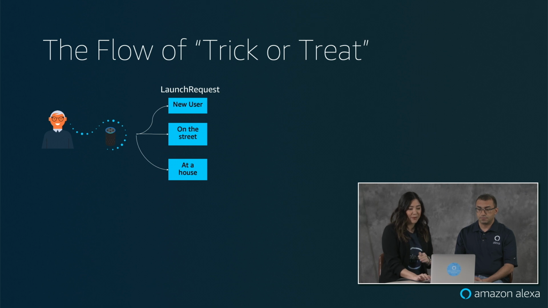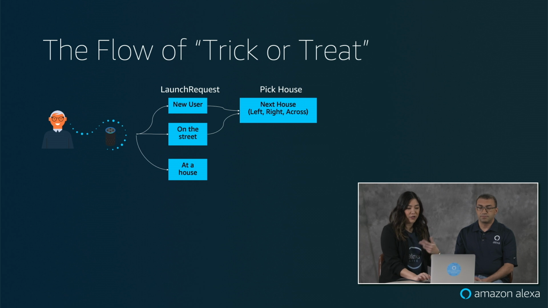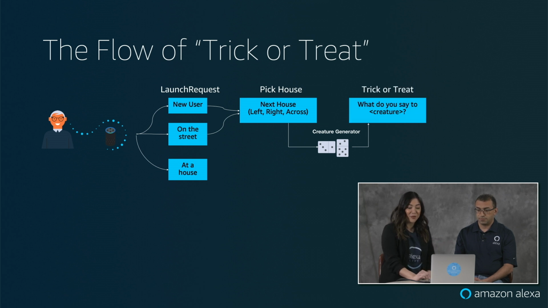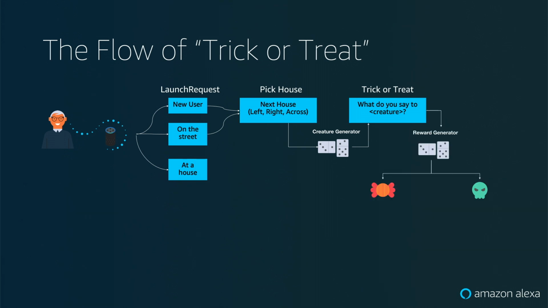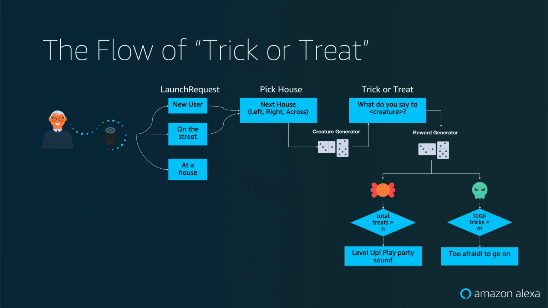So basically, in the beginning, you pick a house. You can say left, right, across, and once you approach a house, we have a creature generator that chooses which creature you're going to run into once the door opens. And then the customer says trick or treat. And then we have a reward generator. So from here, you could either get a trick or a treat. If you get a treat, you get a fun little candy sound. And if you get a trick, then your trick count goes up 1.